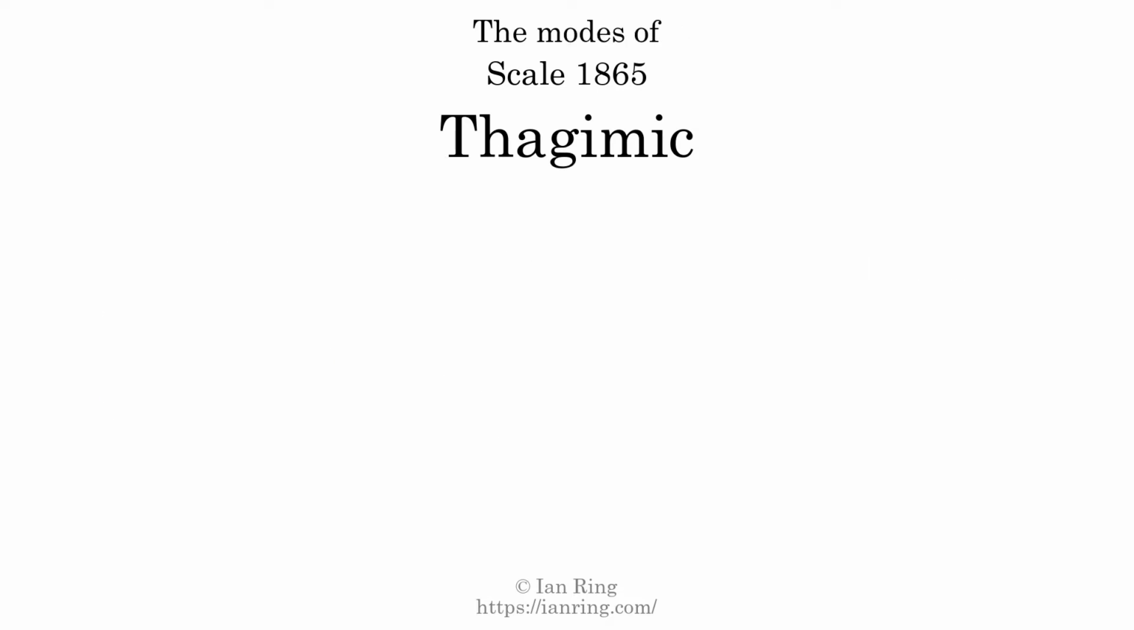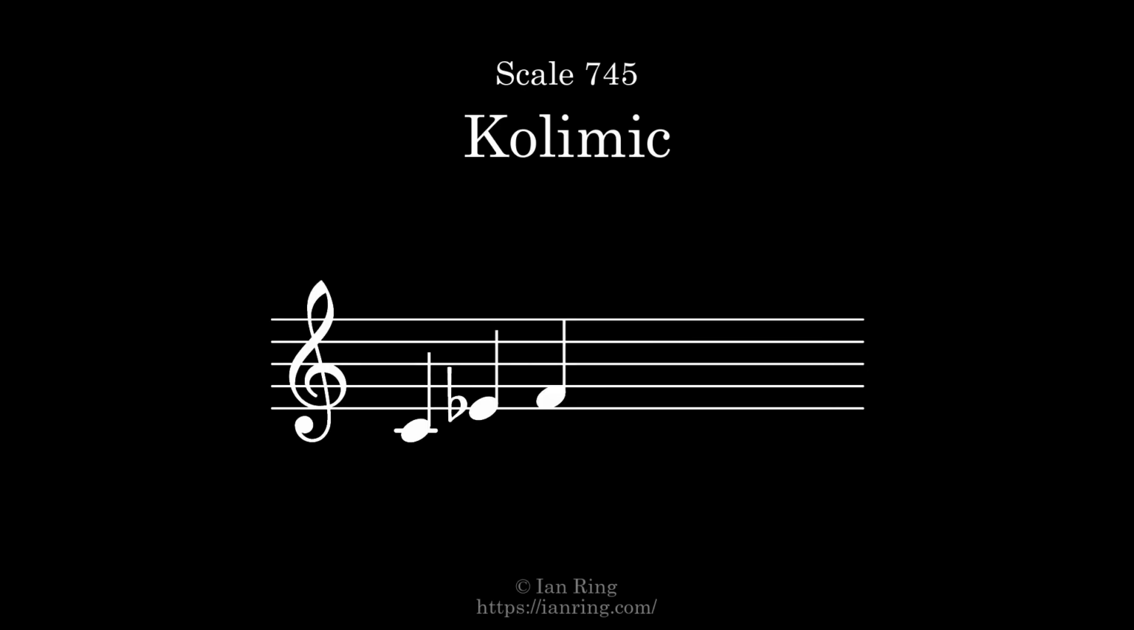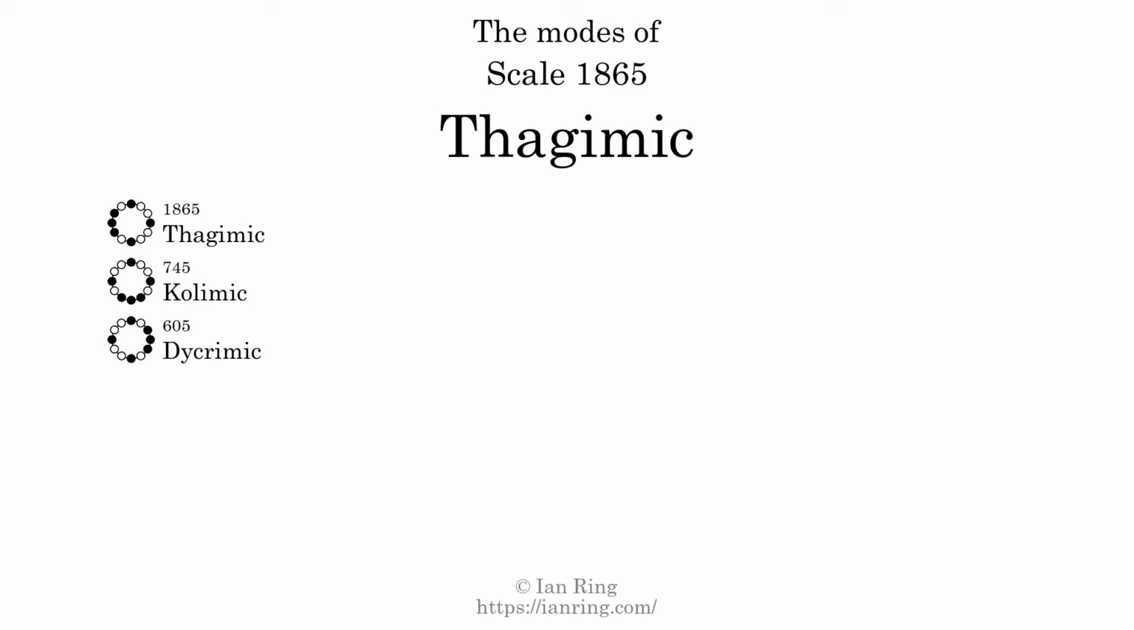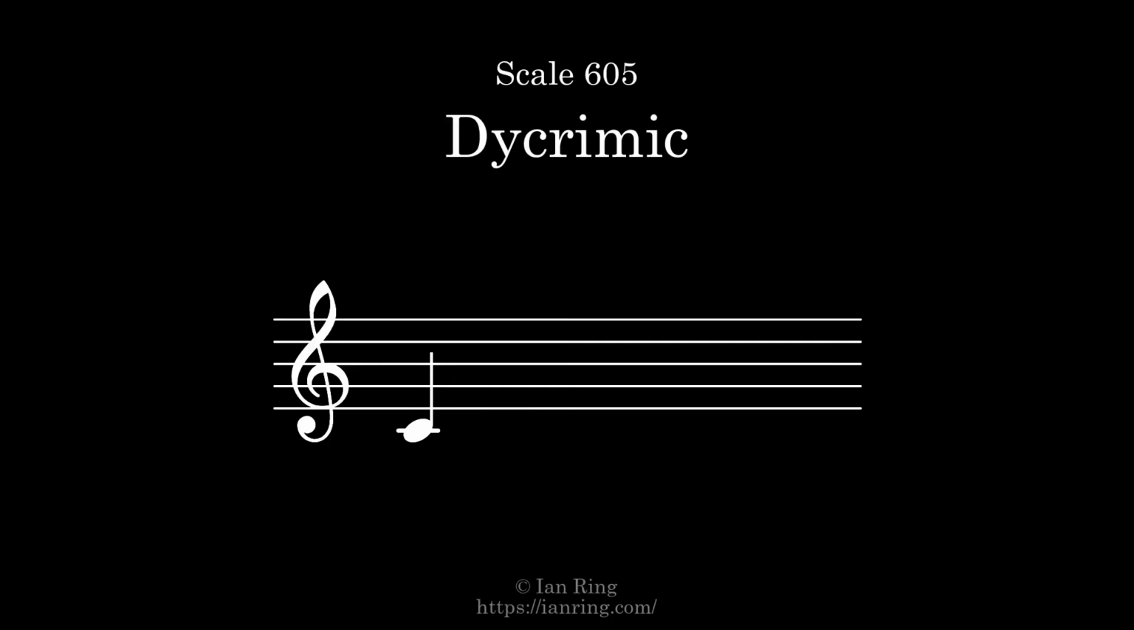This scale has 6 modes. The first mode is itself. The second mode is scale 745, also known as Thagimic. It sounds like this. The third mode is scale 605, also known as dichromic. It sounds like this.